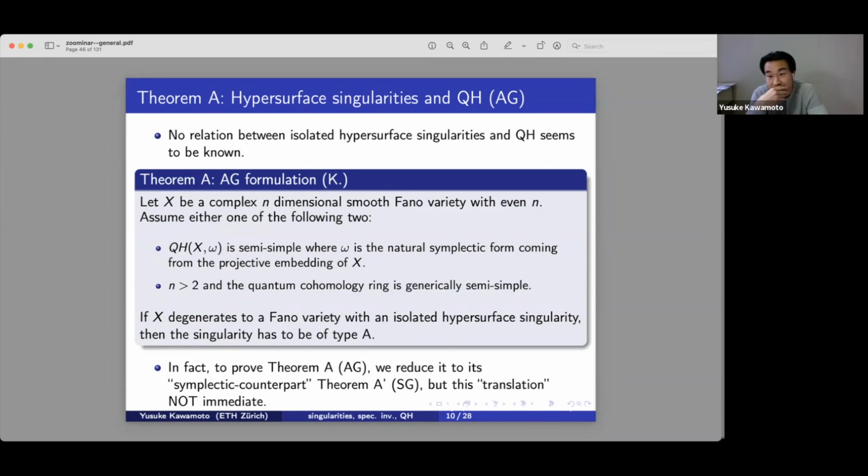It's an interesting question. I want to study more about the relation between the structure of quantum cohomology and the possible singularities or configuration types it can have, but at the moment I don't know so many things. Yeah. Great. Thank you. It's a great result. I hadn't heard anything like this before.